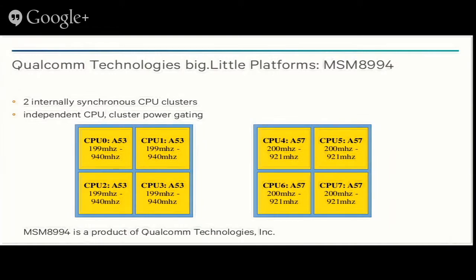The other platform that's driving this is what we call 8994. This one is more disparate in terms of the performance ranges offered by the big and little cluster. The frequency numbers are expected to change, but right now this is what we're dealing with. Again, similar internally synchronous clusters, asynchronous with respect to each other.